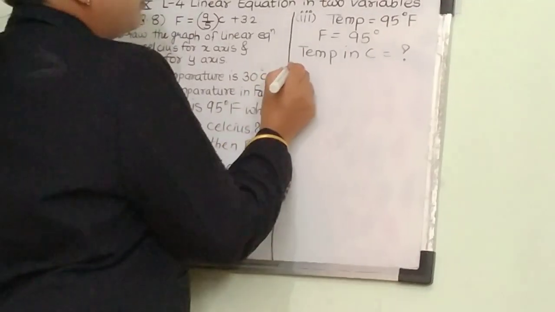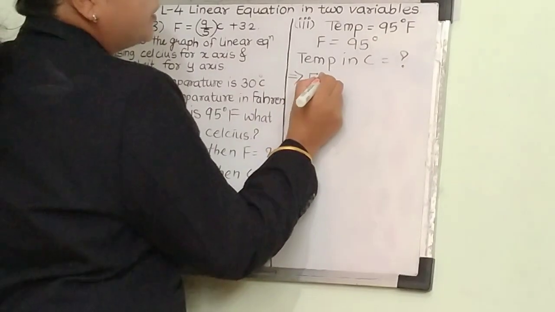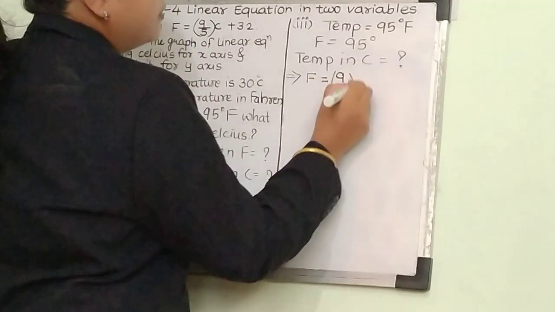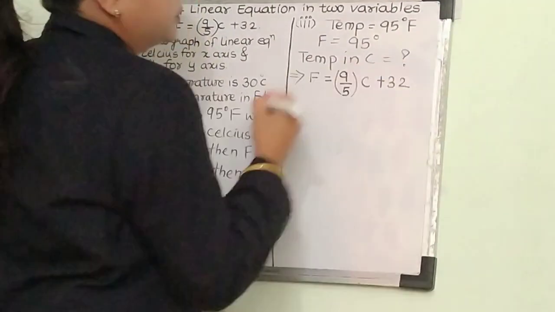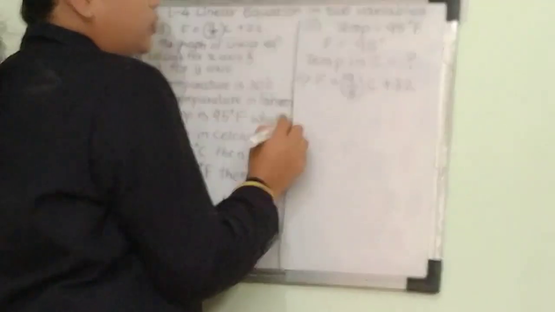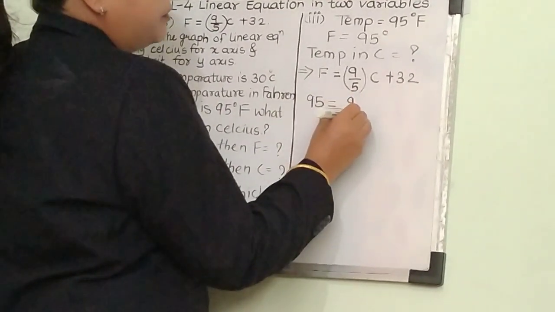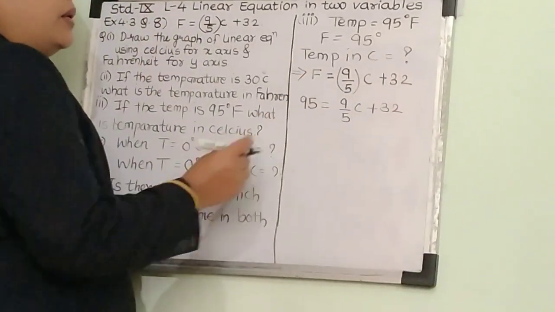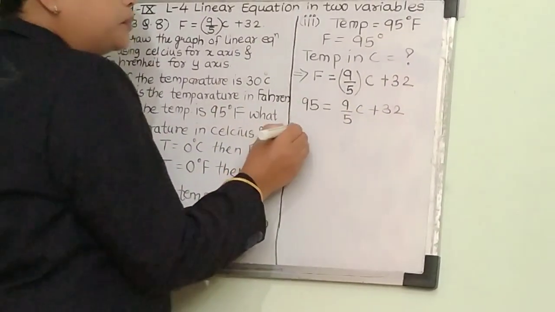So first we are going to write the given equation, that is F equals 9 upon 5 C plus 32. So I will put the value of F as 95 in this equation. So 95 equals 9 upon 5 C plus 32. Now this 32 is added here. When it goes to this side, it will be subtracted.